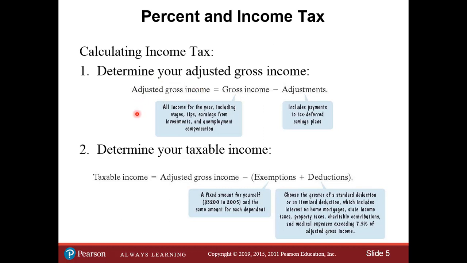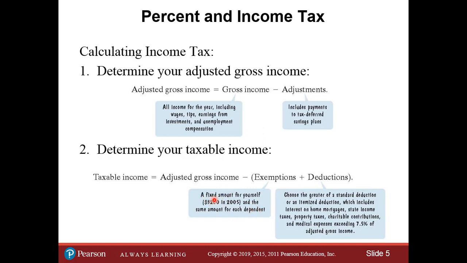Okay. Now, after you've determined the adjusted gross income, then you're going to determine your taxable income. This is the income that you'll actually be taxed on. So you take your adjusted gross income, and then you're going to subtract off any and all exemptions, and you're going to subtract off any and all deductions. So what is an exemption? Well, it's a fixed amount for yourself. An exemption is based on your dependents: a fixed amount for yourself and the same amount for each dependent.